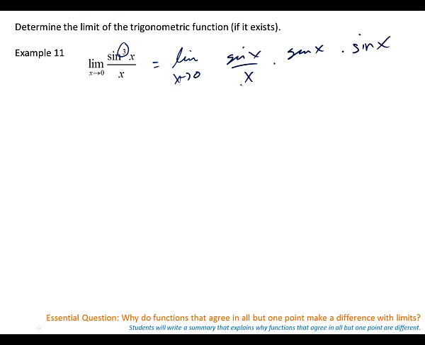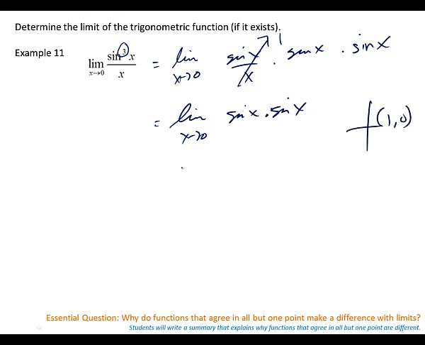Okay, what do we know that limit approaches? 1. So I really have the limit as x approaches 0 of sine x times sine x. All right, sine 0 is the 1, 0 point. So what is the sine of 0? 0. Times sine of 0 is 0 times 0, which is 0. Gotta love trig. The answer is always 0, 1, right?